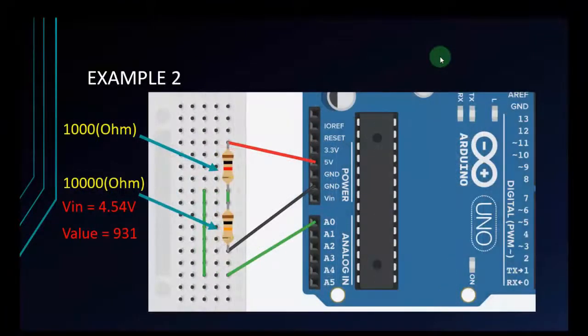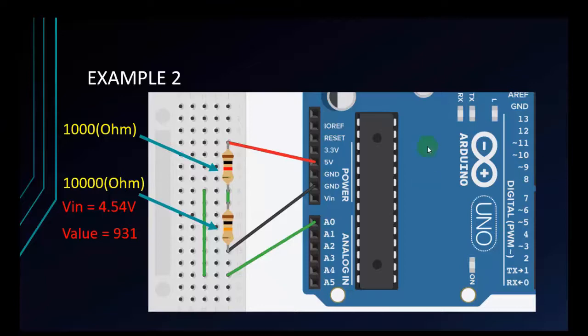Okay, I have another sample. I will change the below resistor to 10,000 ohm, and then I calculate 4.54 voltage, and the value I can get is 931. Okay, you can try it yourself to check. Through this sample, you can apply it to control your LED. It means if your analog value is lower than 600, you will turn on the LED, and if your analog value is higher than 900, you will turn off the LED. You can control it like this.